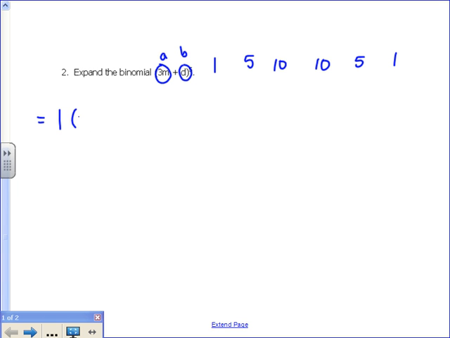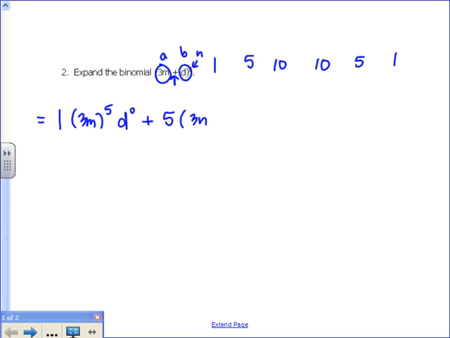My a is a 3m, so I'm going to take that 3m and I'm going to raise it to my nth power, which is a 5. This again is my n. Take my b, which happens to be actually a d, and raise it to the 0 power. Plus, no negatives to worry about on this one because I have a plus sign here, not a minus sign. Don't have to worry about switching any signs.